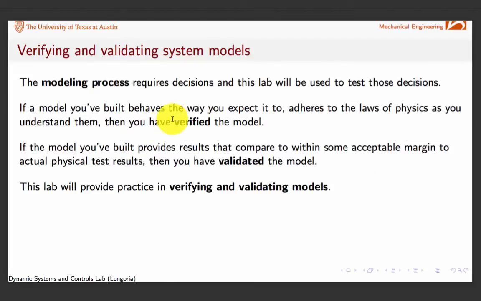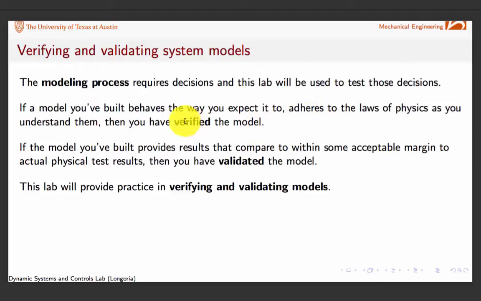A little bit of language here. Verification and validation are words that are used often to talk about models. In a modeling process, we often have to make decisions about a system, and the hard thing about a lab sometimes is that you're not just building the model, but you're trying to see if it fits the assumptions that you've made, and you make measurements to see whether the model is any good.